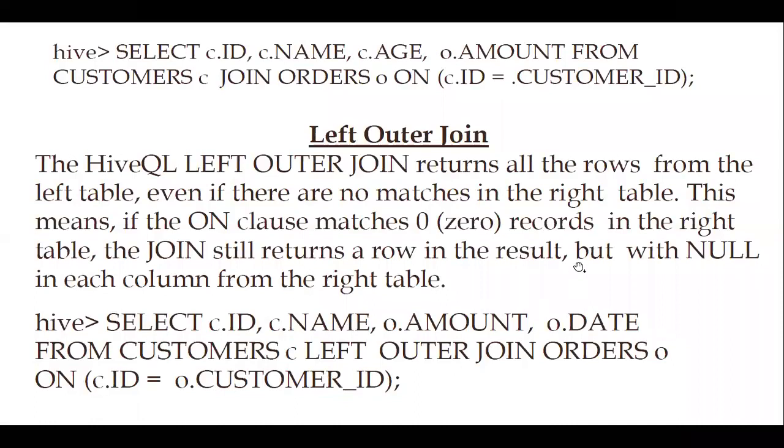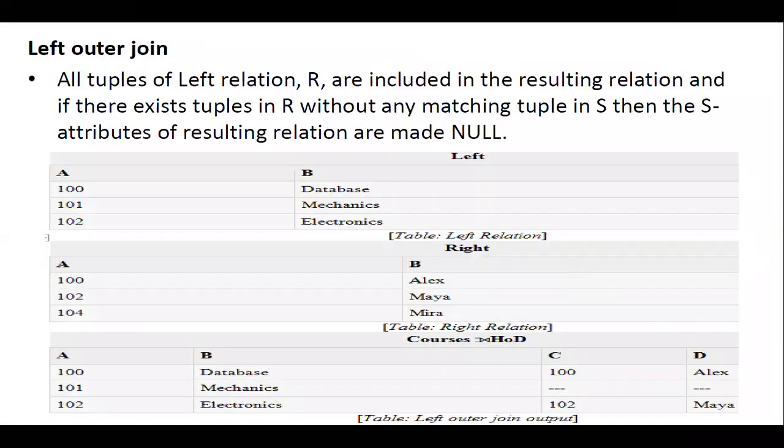Okay, now to understand this left outer join more, we'll take a simple example here. So this is the left table and this is the right table. In the left table you have two columns, A and B, and a set of data is available. So you have three records in the left table and three records in the right table. When you perform the left outer join, let's see what is happening in the result table. Here you are taking 100, 101, 102, so all the values present in the left table. You are taking as it is 100 database, 101 machines, 102 electronics. You are taking all the records available in the left table as they are.